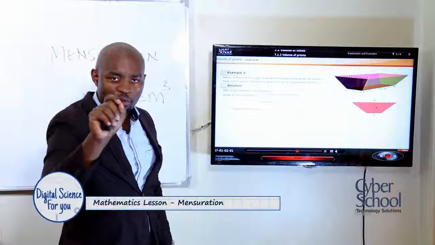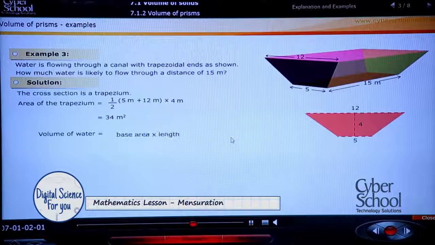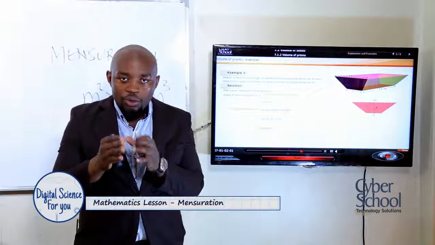Now to get the volume of water flowing through that canal, we'll go ahead and multiply by the length of the canal, which is 15 meters. So multiply by 15 meters there. We bring it here and we multiply, and then we end up with 510 meters cubed. So we are flowing out 510 meters cubed out of any canal.